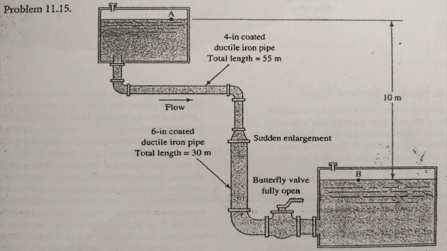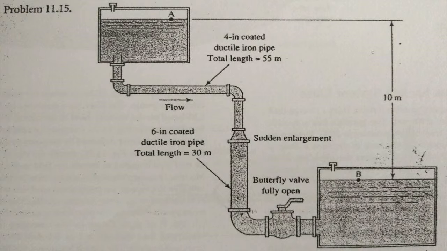We have 2 parts to solve. The first part involves the 4-inch pipe and the second part is the 6-inch pipe. So for this diagram we have 8 energy losses. The first one is the entrance loss, h1.